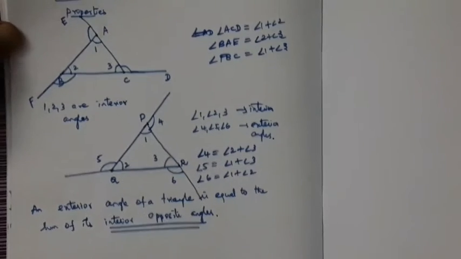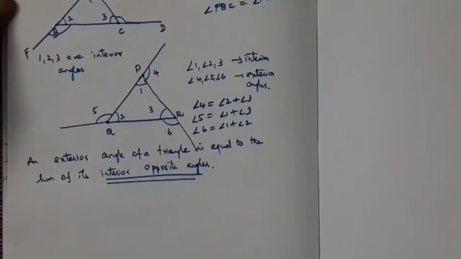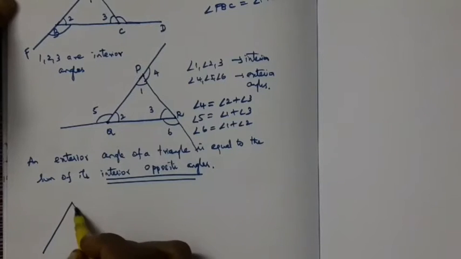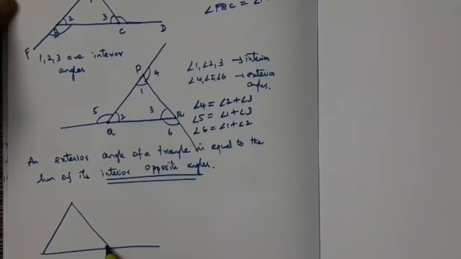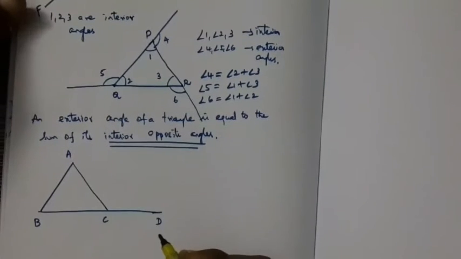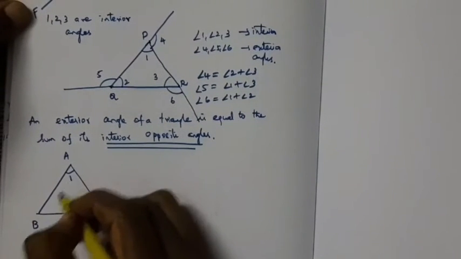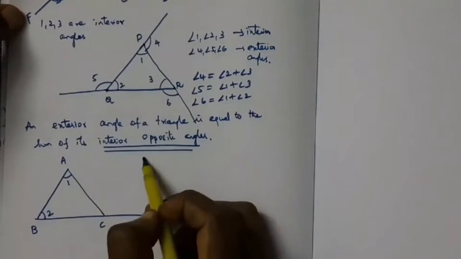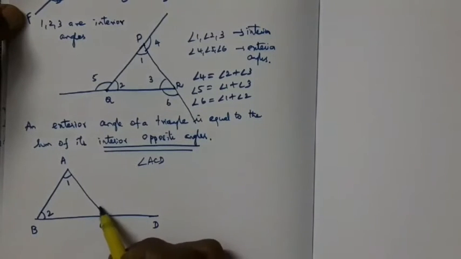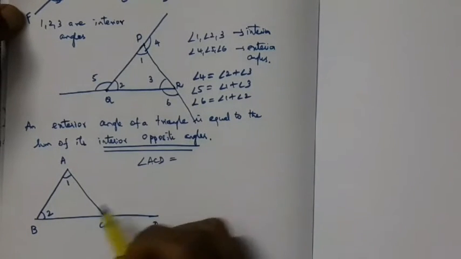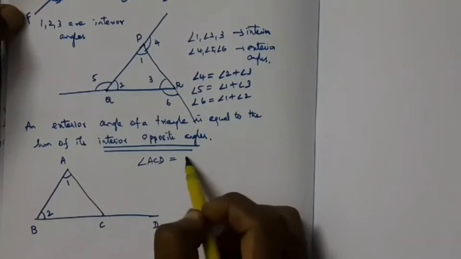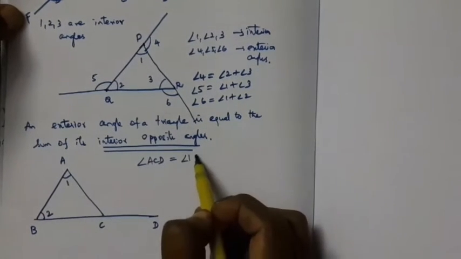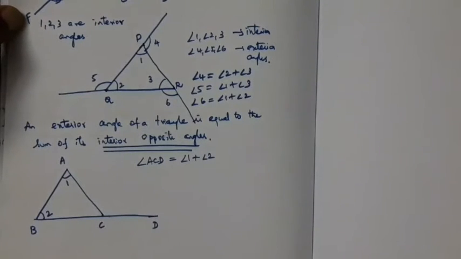Okay. Now we are going to prove this. For that, take a triangle ABC. Let me name the extension point D. This is angle 1. This is angle 2. Now what I have to prove is that this exterior angle, angle ACD, is equal to the sum of its interior opposite angles. So it is angle 1 plus angle 2. This I want to prove.